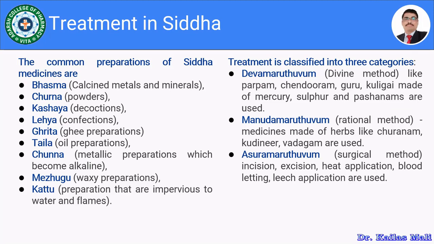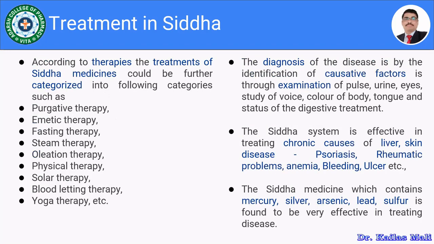Then Manuda Maruthuvam, that is the rational method. Medicines are made up of herbs like Churanam, Pudinir, Vadagam. These are the things which are used in the rational method. Then Deva Maruthuvam, that is the divine method, like Parpam, Chenduram, Guru, Kuligai, made up of mercury, sulfur, and Pashanam. These are used in the divine method. So this is about the treatment in the Siddha system of medicine.